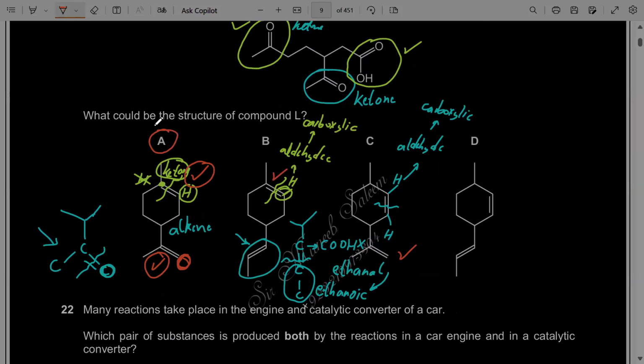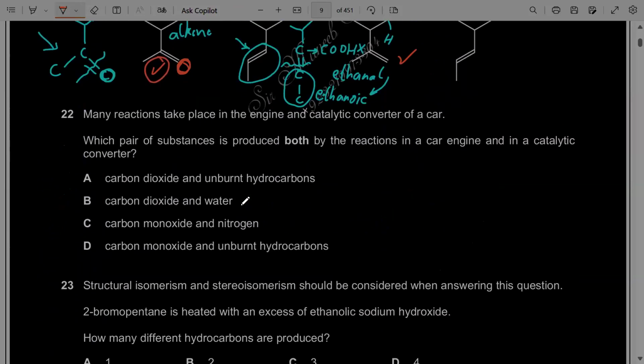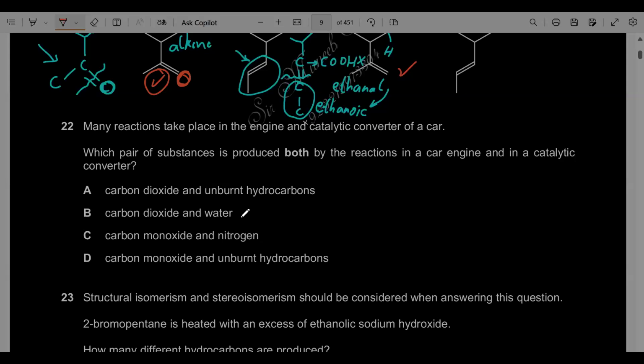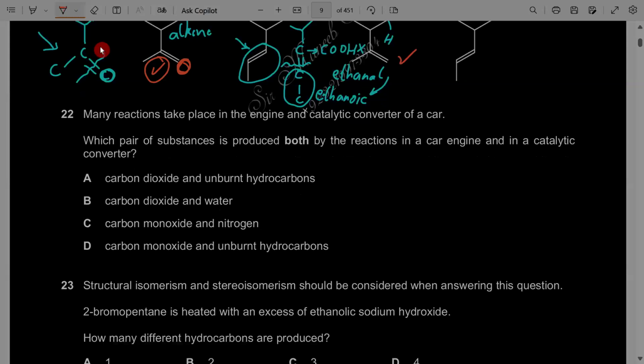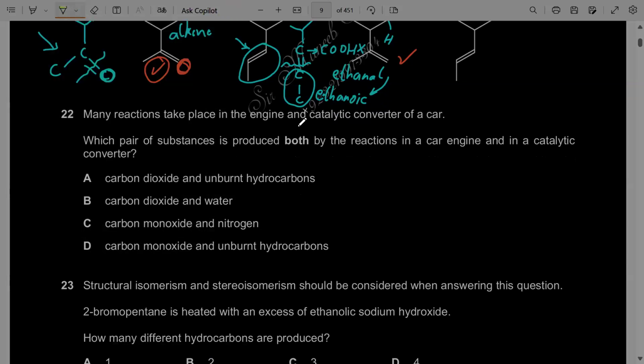So in this way, we have found the right compound, which is producing the structure M. Now, next question number 22. Question number 22 says, many reactions take place in the engine and catalytic converter of a car. Which pair of substances is produced both by the reaction in a car engine and in a catalytic converter?